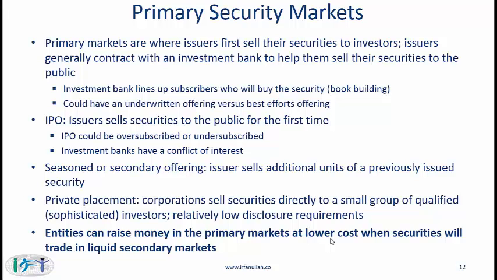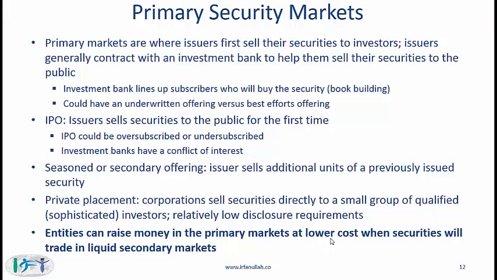We could have an underwritten offering versus a best efforts offering. In an underwritten offering, the investment bank is buying the securities. So the investment bank is removing the risk from the issuer. In a best efforts offering, the investment bank is saying that, look, I'll try to find investors. I can't promise what price, but I will do my best to get the highest possible price for you.